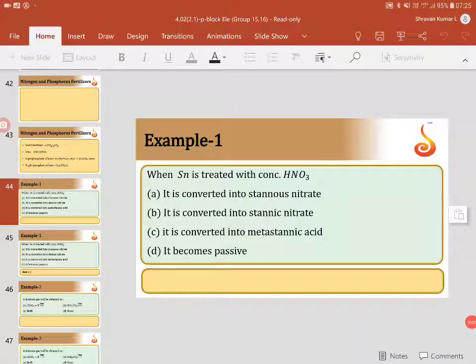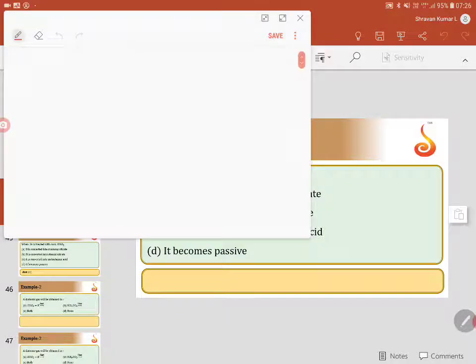This is stage 2, lecture 4.02, slide 44. When tin is treated with conc. nitric acid, choice A: it is converted to stannous nitrate; choice B: converted to stannic nitrate; choice C: converted to metastannic acid; choice D: becomes passive. Now we are going to see this question with a specific reaction.